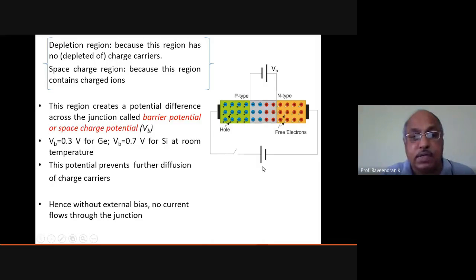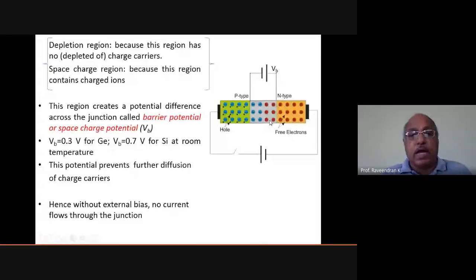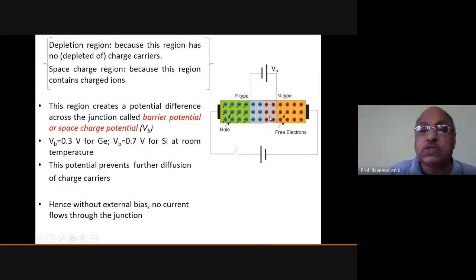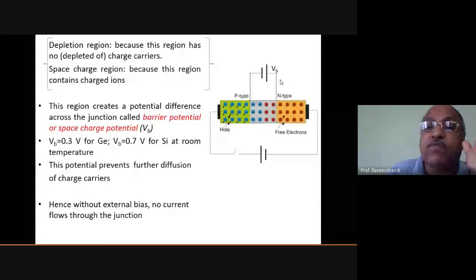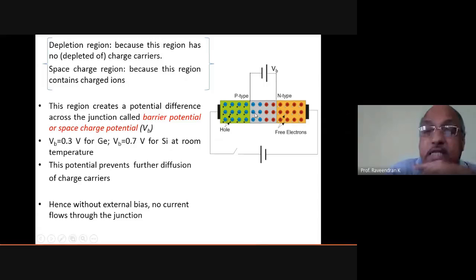That's what I said. This region creates a potential difference across the junction called the barrier potential or space charge potential, because this is a region having space charges with a polarity, so this potential is called the space charge potential, which appears as a barrier. What is meant by barrier? Barrier means obstacle. It appears as an obstacle for the current flow. So in other words, this space charge potential created due to the joining of the PN junction will have to be overcome with the applied voltage E here.